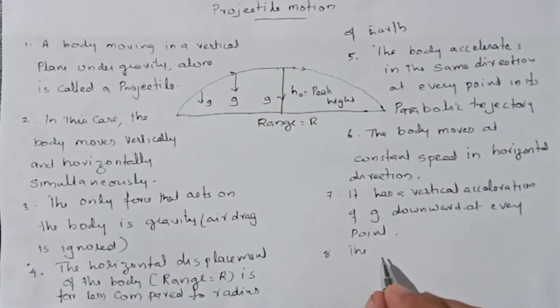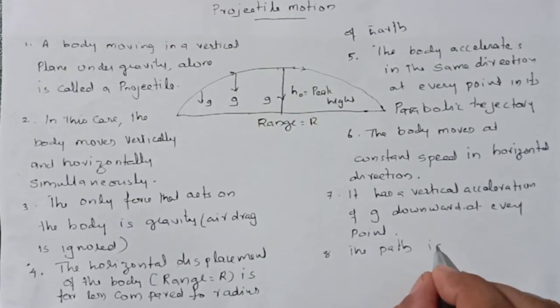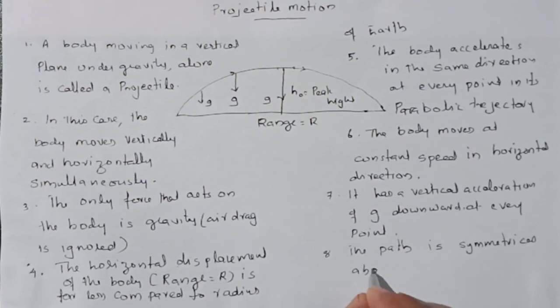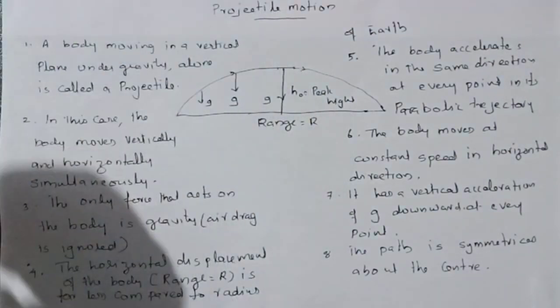And of course, since we ignore the air drag, the parabolic trajectory of the projectile will be symmetrical about the peak height. If you take the peak height, the path will always be parabolic, and that will be perfectly symmetric about the peak point, the midpoint. Now, we put all these ideas into the picture, and then we will try to work out all the different quantities involved in projectiles.